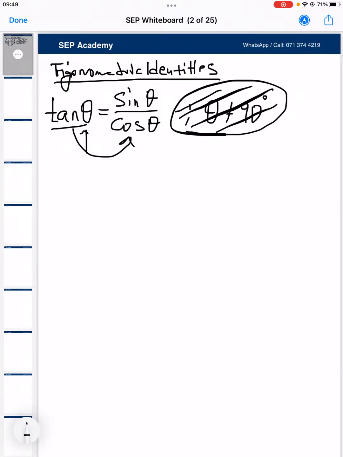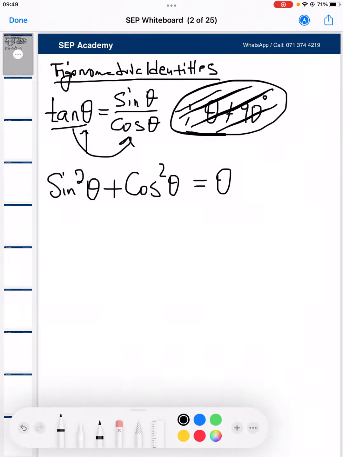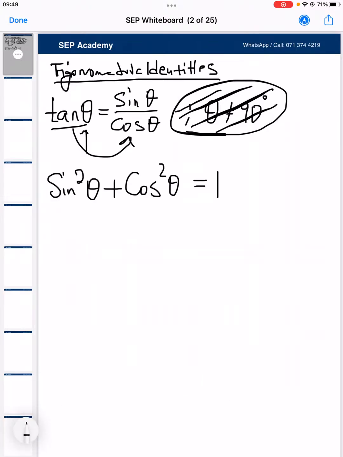And then again, now let's talk about the square identities. The square identities is the one where we square the sine which is being added to the squared cos. So we say sine squared theta plus cos squared theta is supposed to be equal to 1. So all the time when you see sine squared theta being added to cos squared theta, just be aware that it is equal to 1.